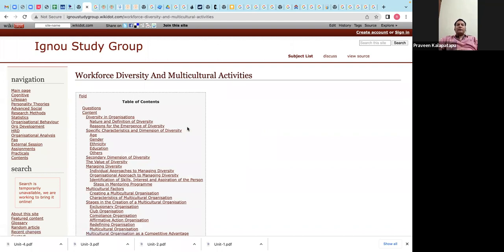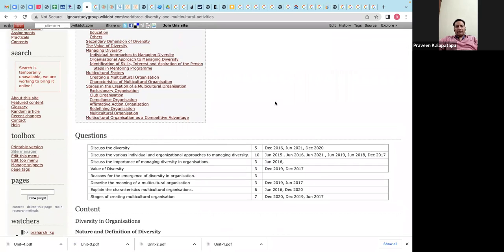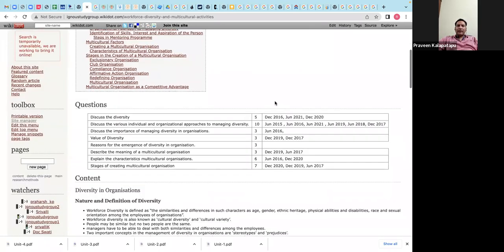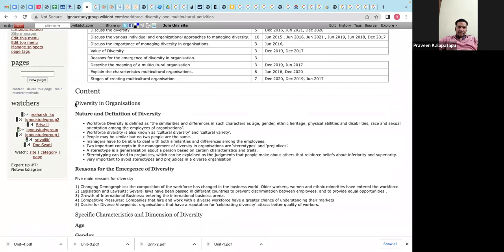So now we are into workforce diversity and multicultural activities. So why is it part of HRM? This is one of the core aspects as far as human resources are concerned, being culturally really sensitive. This unit talks about why it is very important for a company to be culturally sensitive and what is the role that HR is going to play. That is the whole aim of this particular chapter. It starts with diversity and then it goes into multicultural aspects.